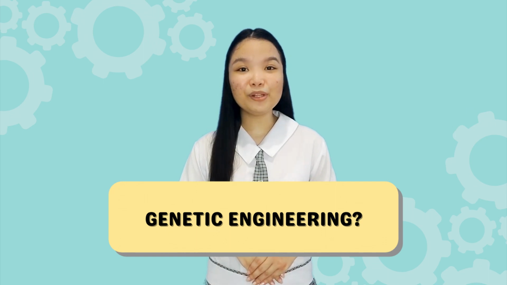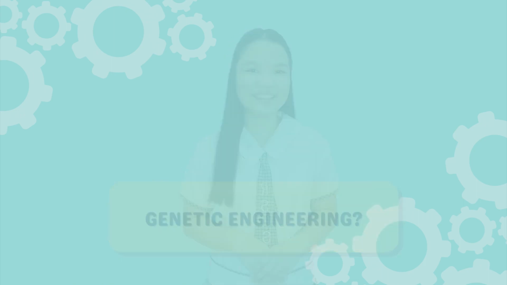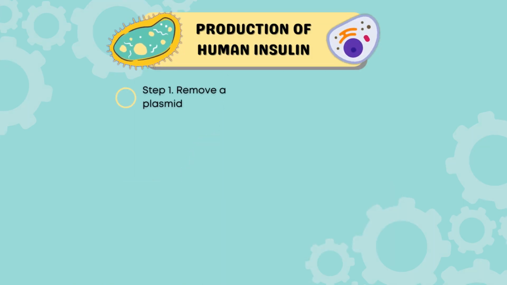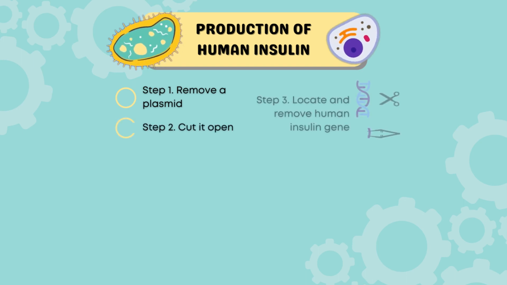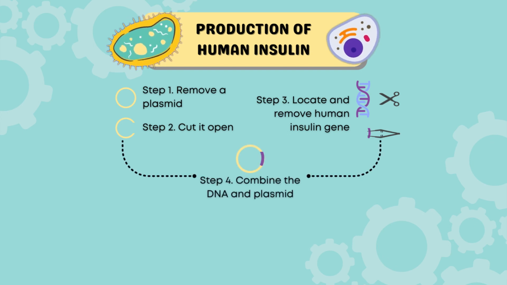Let me show an example of how the insulin gene is inserted into a bacterium in order to manufacture large amounts of human insulin. Step 1. Remove a plasmid from a bacterium. Step 2. Cut it open with some restriction enzymes. Step 3. Locate and remove the human insulin gene, which is found in chromosome 11 at position 15.5 from a person's DNA using those same restriction enzymes. Then, combine that insulin DNA with the plasmid using ligase enzymes.